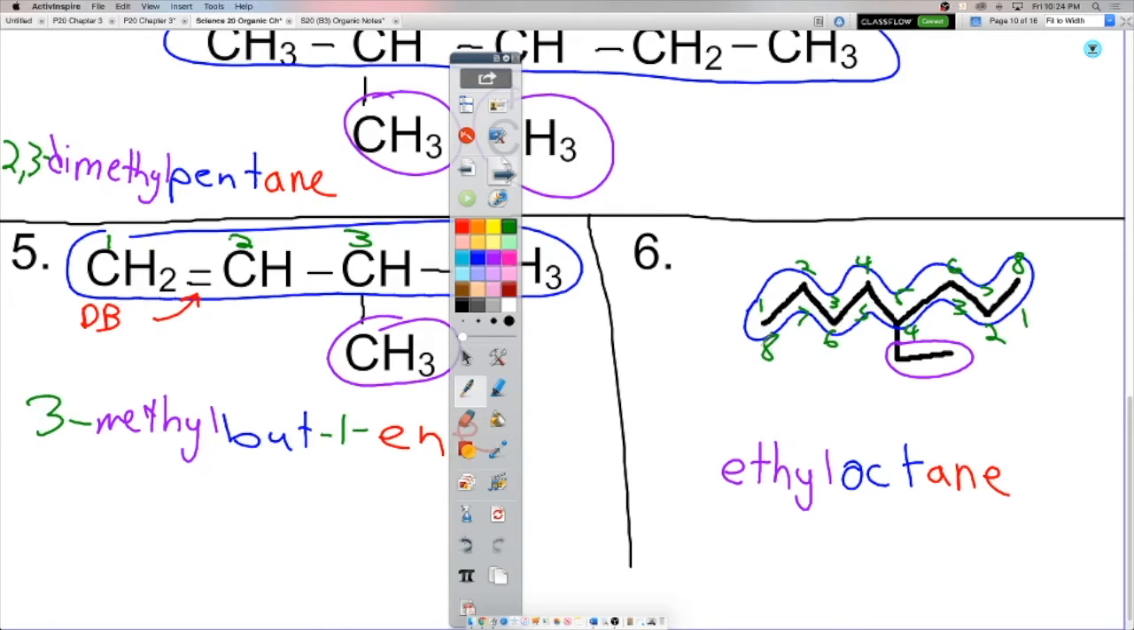Okay, so notice when we start right and go left, which I've done on the bottom here, this branch would be the 4th carbon. If I start left and go right, which is the top here, I get the 5th. So which one should I use? I should use the start right and go left one. Make the carbon that the branch is on be number 4, not number 5. So 4-ethyl octane. Okay, and there we go. We've named all of them.